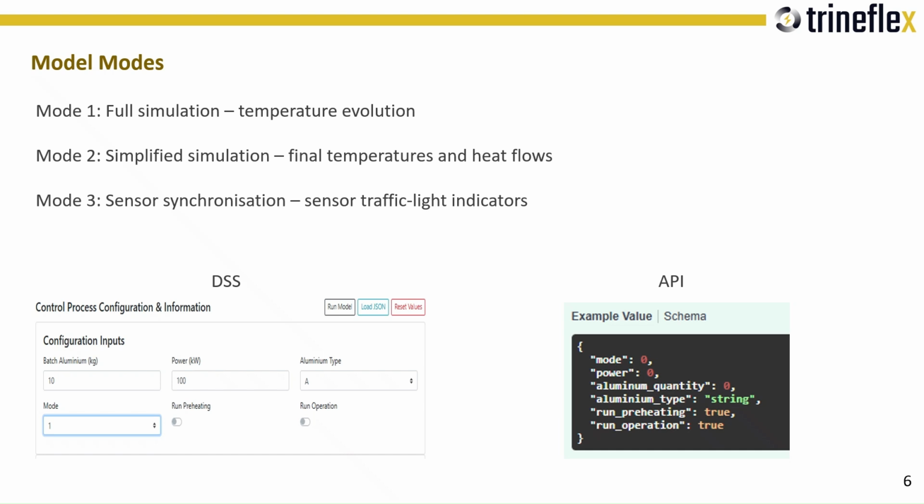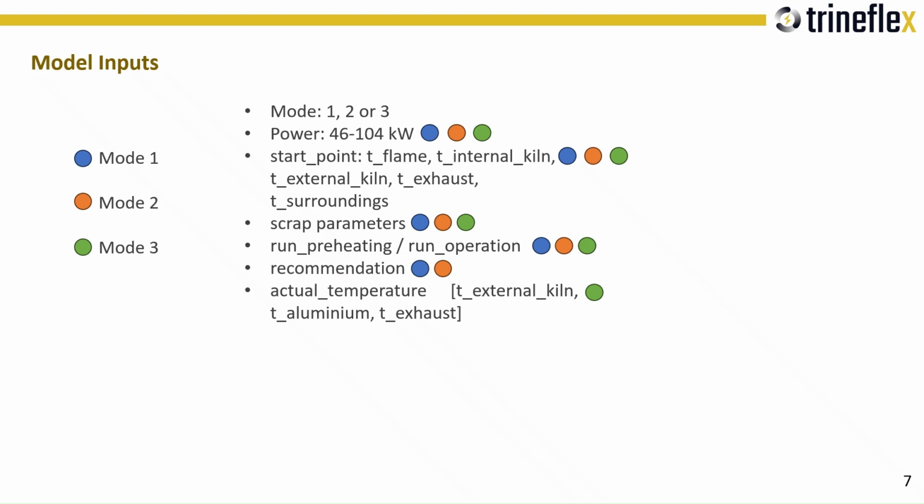The inputs depend on the selected mode, but generally include the operating mode, burner power, initial temperatures, scrap characteristics, and whether preheating or operation should be simulated. In Mode 2 and 3, the model also receives real sensor values to assess the current state.